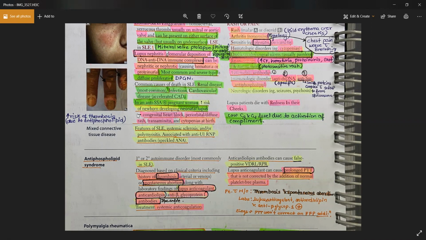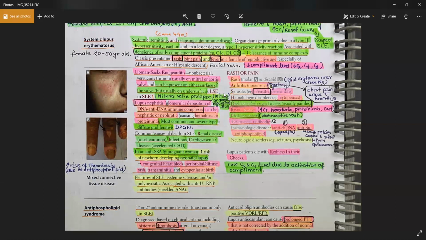Okay, and a diffuse type of rash would be there, right? And it can also cause inflammation of the amniotic fluid, right? You can have cytopenias at birth also. Okay, so these are the symptoms for the child born of a lupus mother. Okay, so now let's discuss the symptoms.